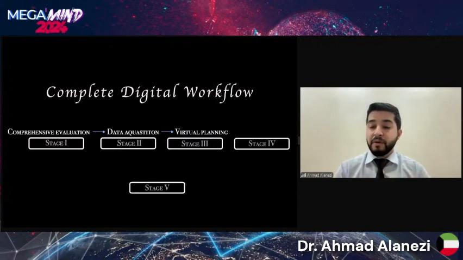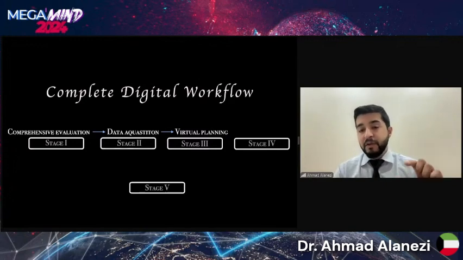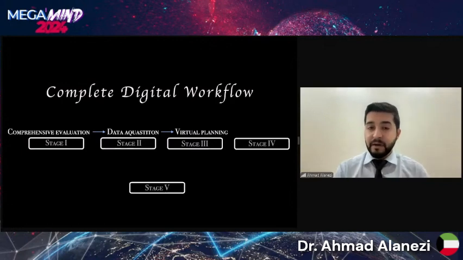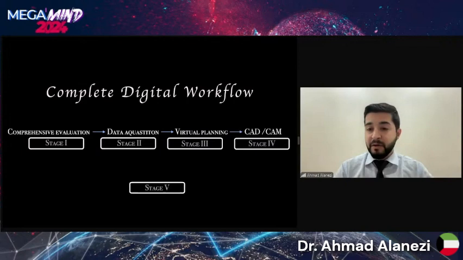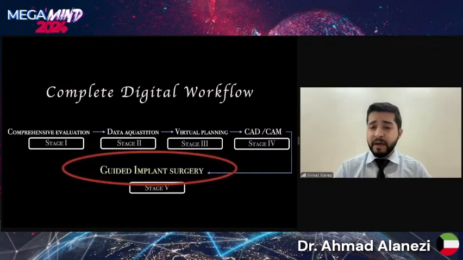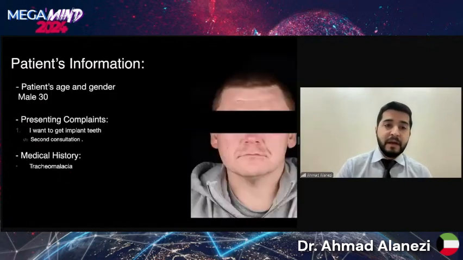You'll be able to know what type of implant you're going to place, the diameter and length, and most importantly, the virtual abutment before you even start your surgery. You'll be able to design your guide, and once you design your guide in the virtual planning, you can move into CAD/CAM technology. It can be either milled or printed, and you can mill or print your prosthesis or your guide, and then perform your guided implant surgery. Let's jump to the case.